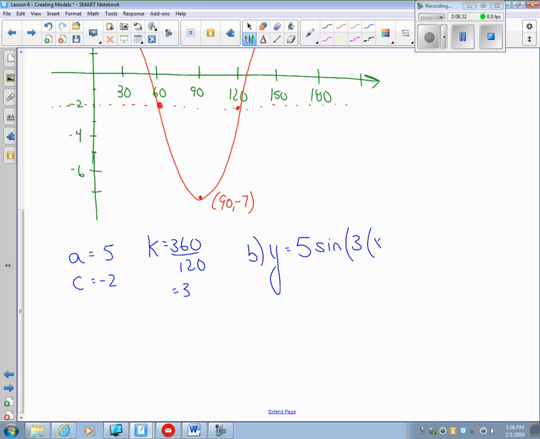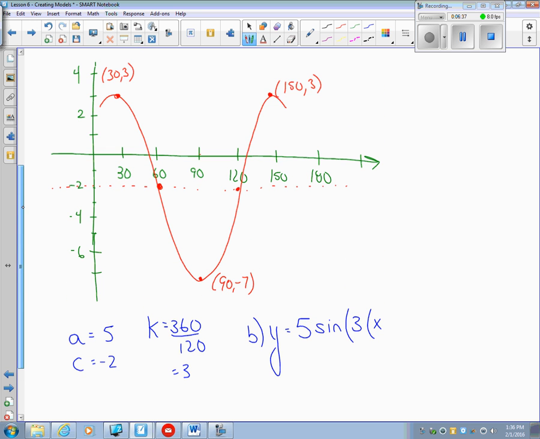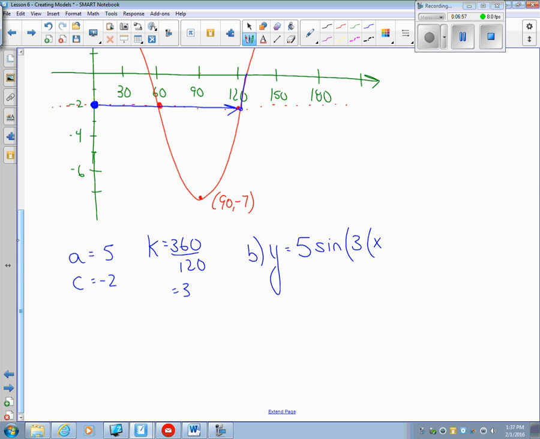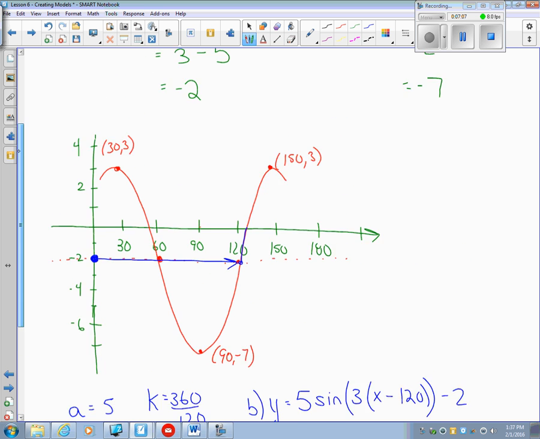Is there a phase shift? Well, a sine curve is supposed to start on the central axis, the very first point, and going up from there. So it should be right here. But our first point that goes up from the central axis is way over here at 120. That's where it starts on the central axis going upwards, right? So it means it's been moved to the right 120 degrees. So in our bracket, x minus 120. And then our C value, -2. Okay, there's a sine curve.